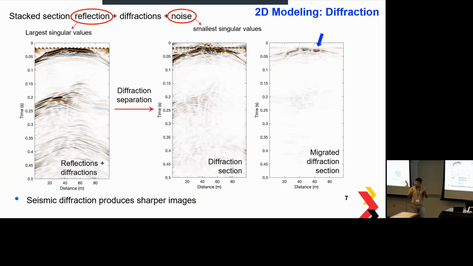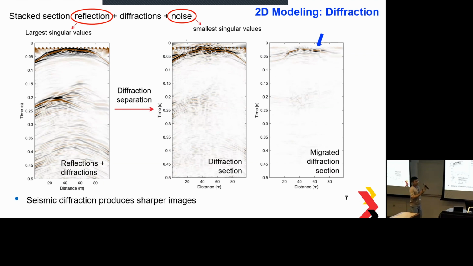In real practice, seismic data sets contain both reflections and diffractions. Based on the low-rank properties of the reflection data matrix and their different kinematic characteristics, we can separate the seismic diffraction from reflections. And the migrated diffraction section on the right-hand side shows a much sharper image compared to the reflection section. It shows a sharp contrast between the overburden rock and the tube.